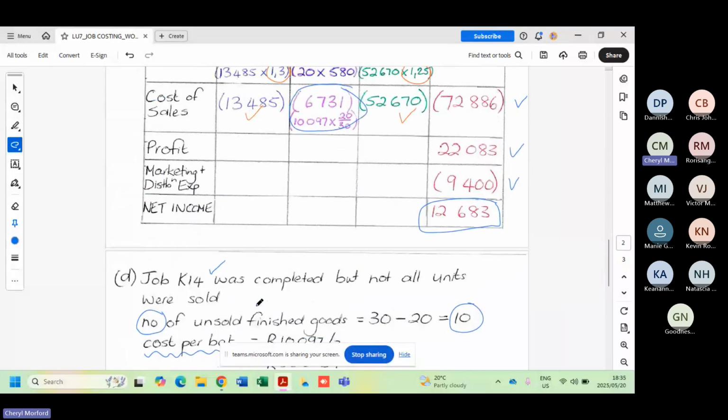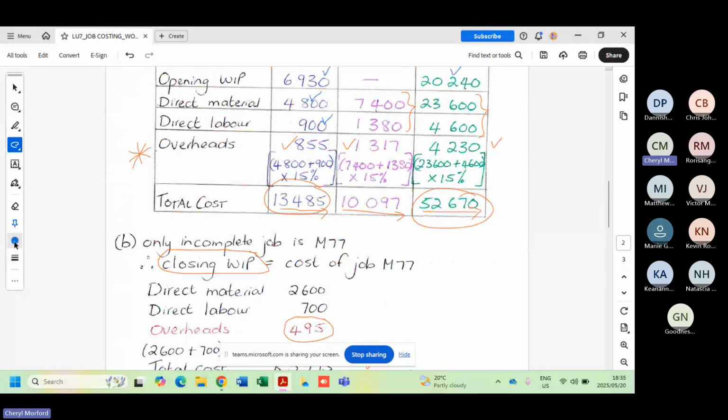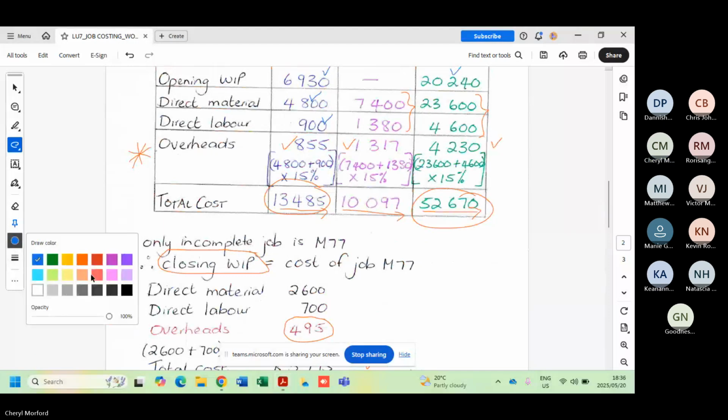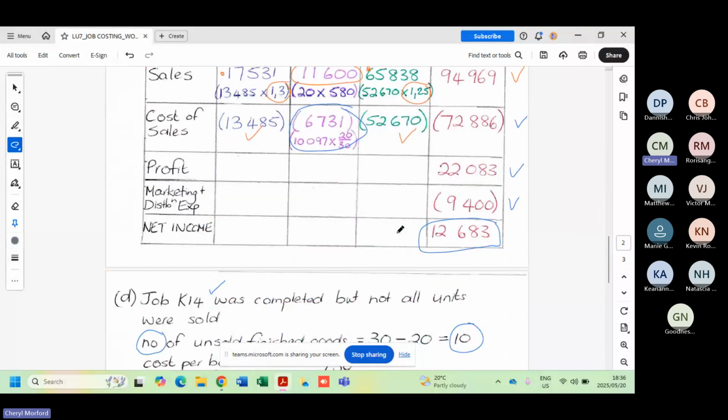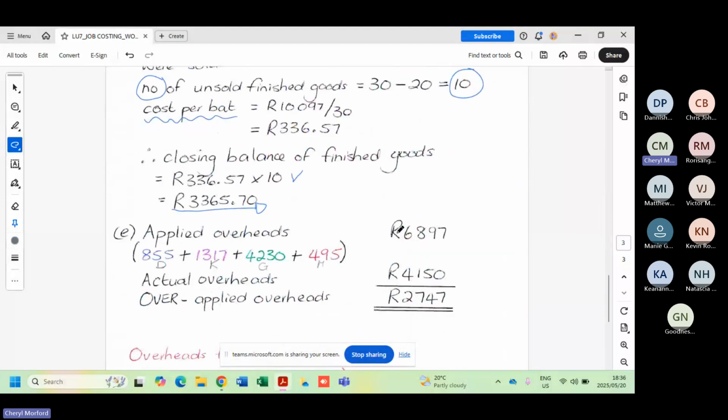Simple. Lovely. You've got this. Have a look here. Let's go with this one. Here is the job that we are talking about. So this 10,097 was the full cost for the 30. So surely if I divide that by 30, I'm going to get the cost for one bat. And then when I've got the cost for one bat, I multiply that by the 10 that were not sold. So that's where we get this 336.57.